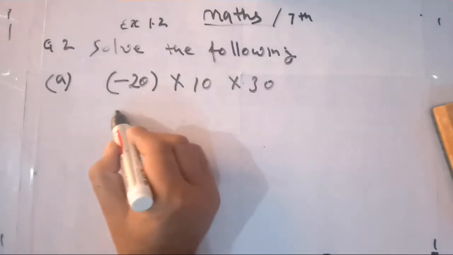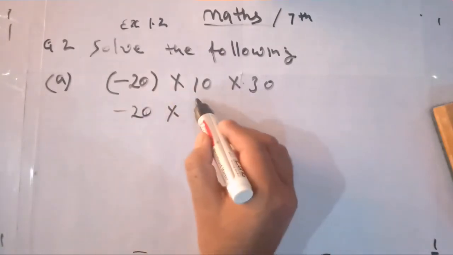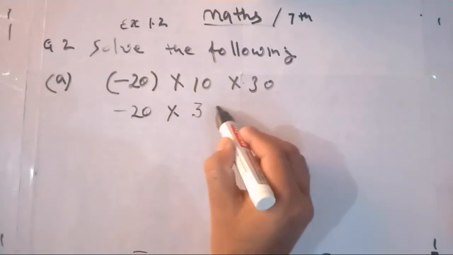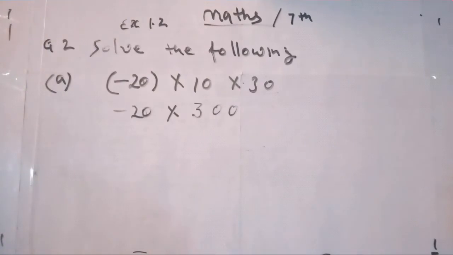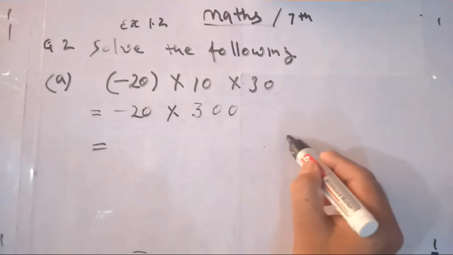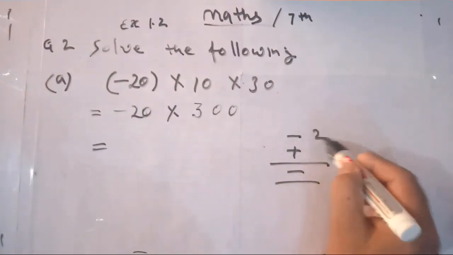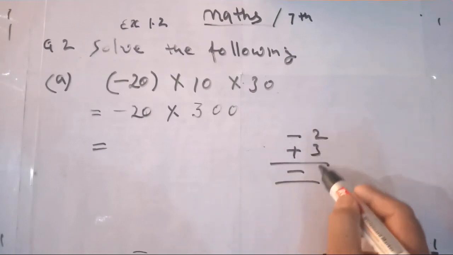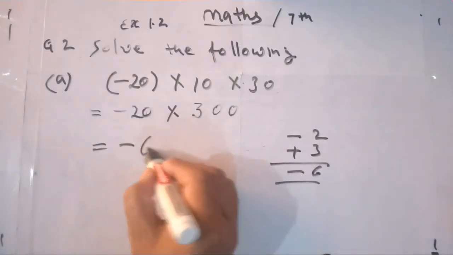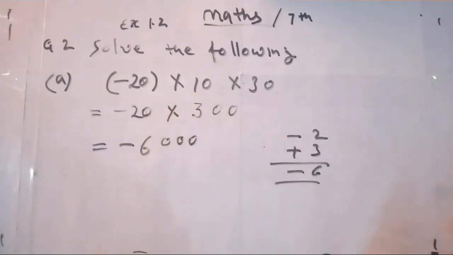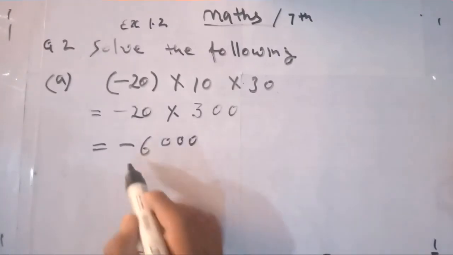So here minus 20 multiply, first I will multiply these two numbers. So 10 into 30, this is equal to 3 into 1 is 3, and then 2 zeros. Now how to multiply these two? When we multiply minus with positive, we get a negative answer, because minus 2 and plus 3 gives us 6. So minus 6, and how many zeros do we count here? 1, 2 and 3 zeros. Okay, so beta, this is your answer, right?